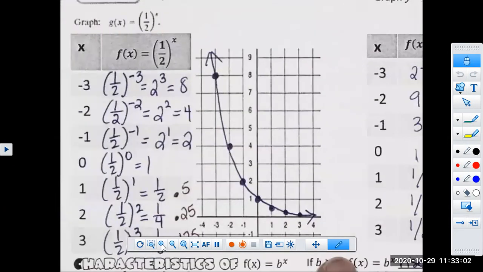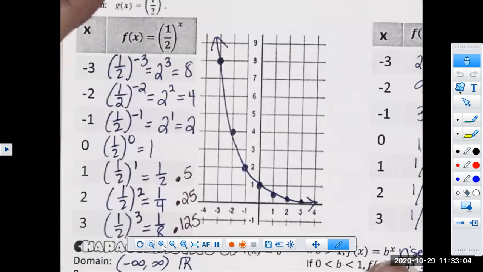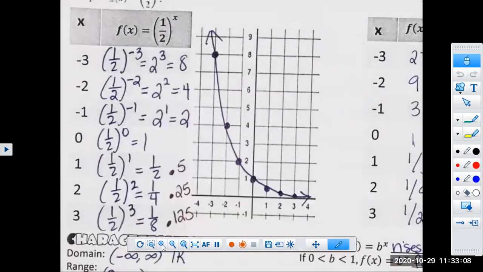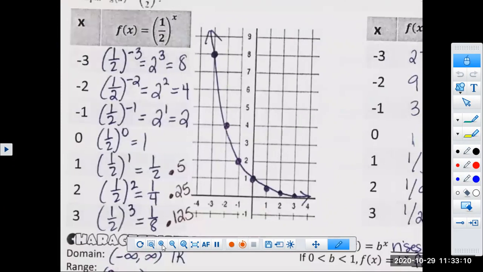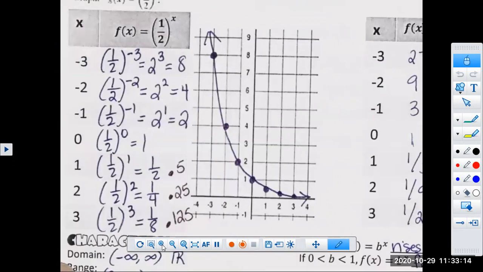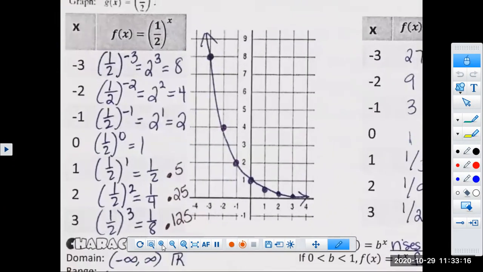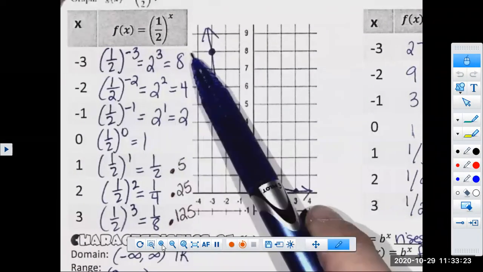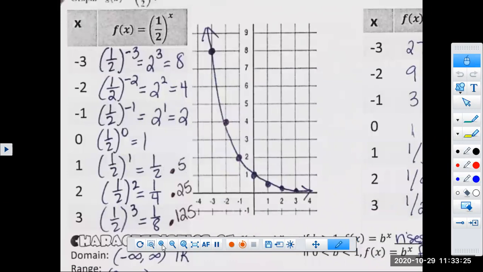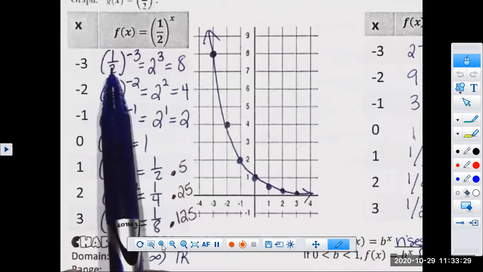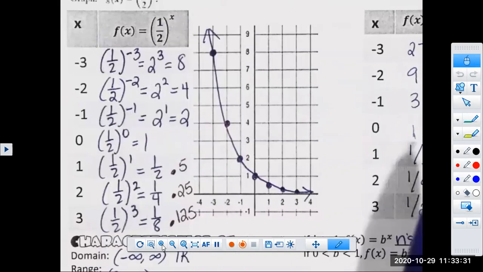Okay, finally, here we get to a value where b is between 0 and 1, which of course makes your graph fall to the right, rise left. So really all you need to know, of course, is these values, your 8, 4, 2, 1, so on. I just wanted to show you when you raise that fraction to the negative, just like I told you here, remember to flip that fraction.